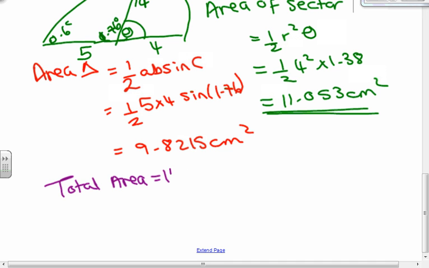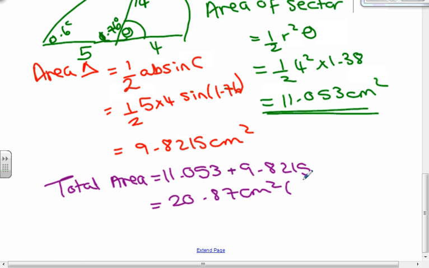So the total area of the emblem would be equal to 11.053 plus 9.8215, which gives us a total area of 20.87 centimetres squared. And that's correct to 2 decimal places.